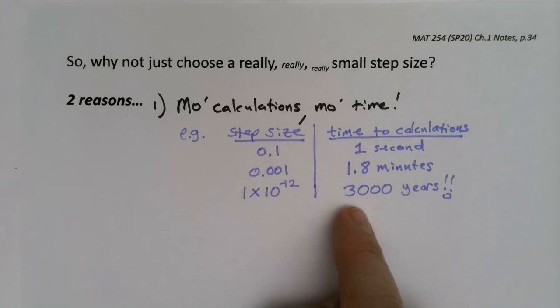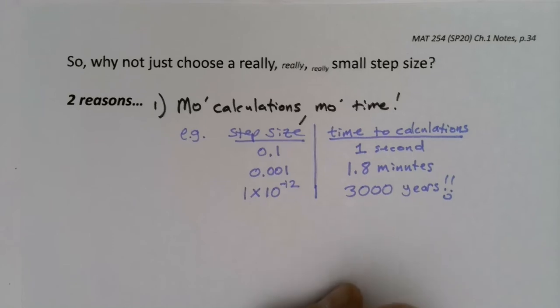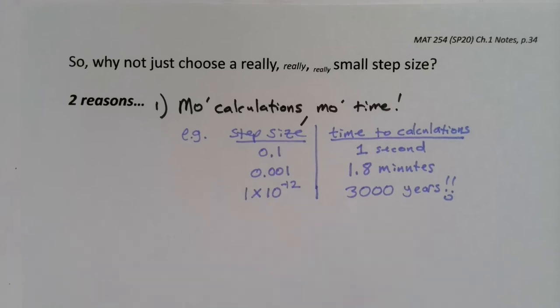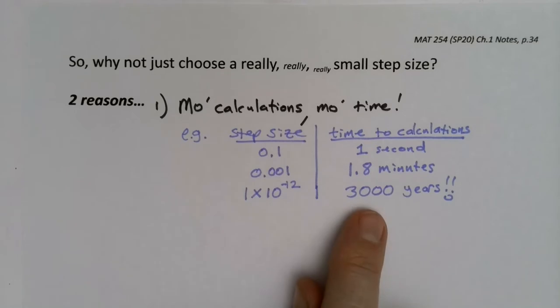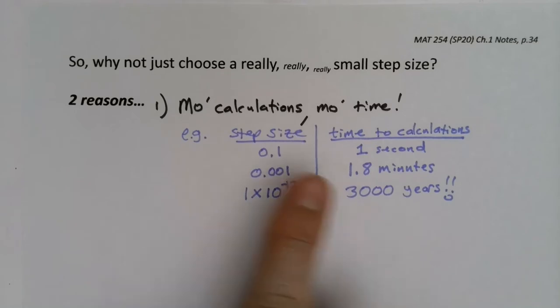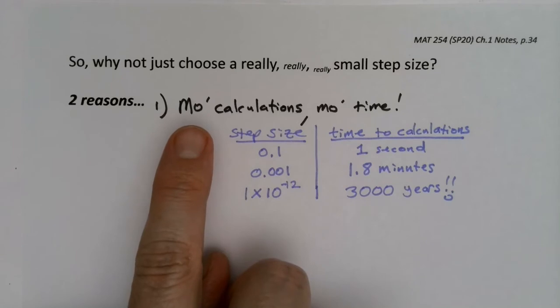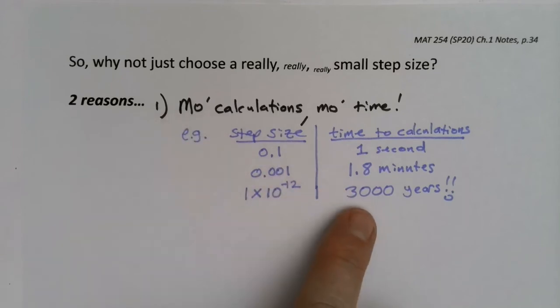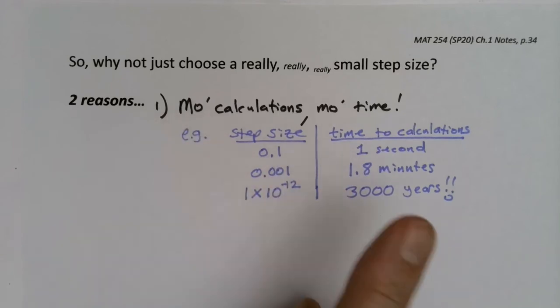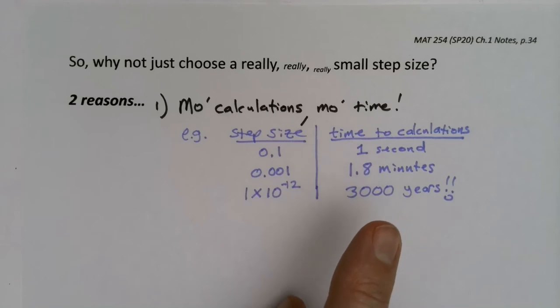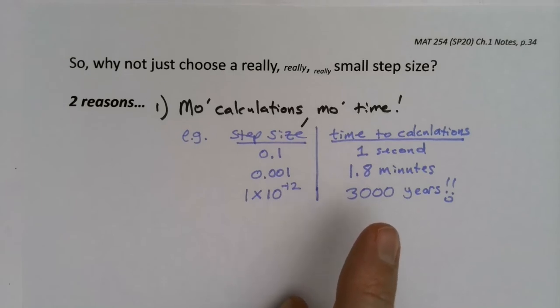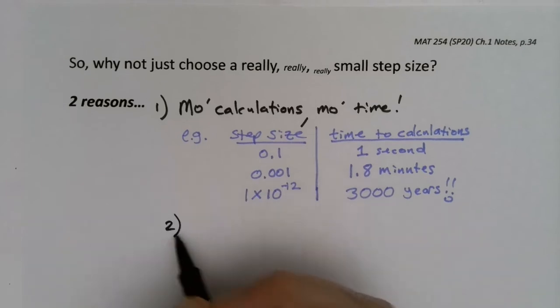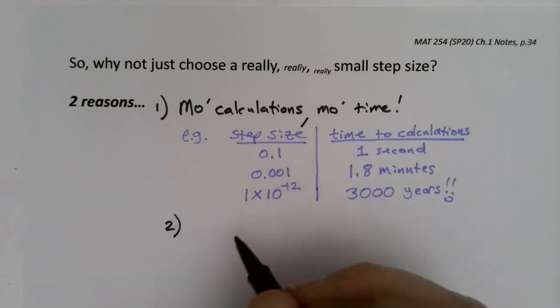So when we say more calculations means more time, we're not kidding. And even the fastest computers can get bogged down in these huge number of calculations. So just because we can do small step sizes doesn't mean that we want to wait around for it. So that's the first interesting reason behind why we don't just use super small step sizes. The second reason is a little bit different. This one basically is all about rounding error.